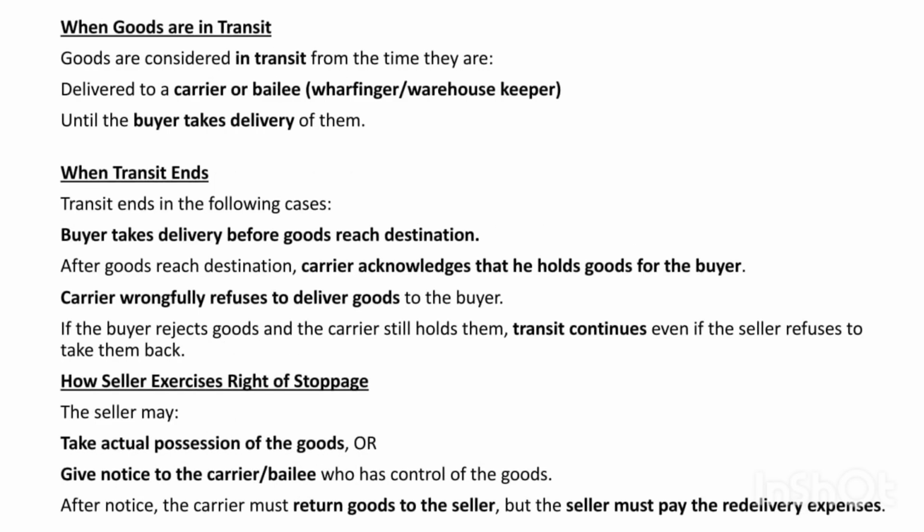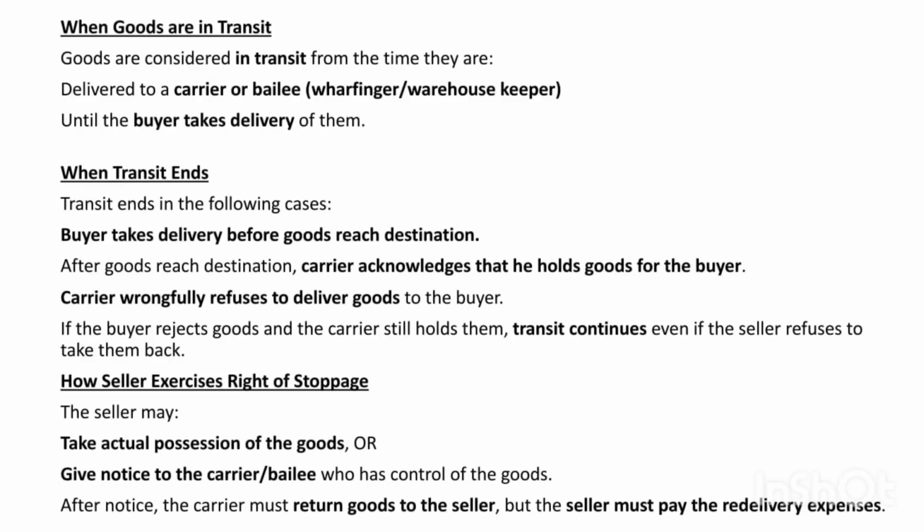Okay, the next topic is when goods are in transit. Goods are considered in transit from the time they are delivered to a carrier or bailee until the buyer takes delivery of them. The transit ends when the buyer takes delivery before goods reach the destination, or after goods reach the destination, the carrier acknowledges that he holds the goods for the buyer. This is constructive delivery. So goods reach Kochi godown, the carrier tells the buyer, I now hold for you. Even if the buyer hasn't physically taken them, transit ends.